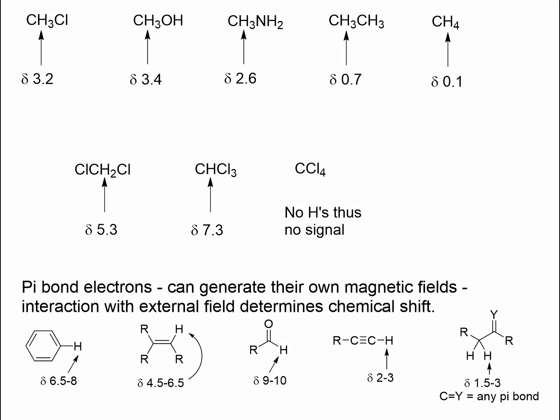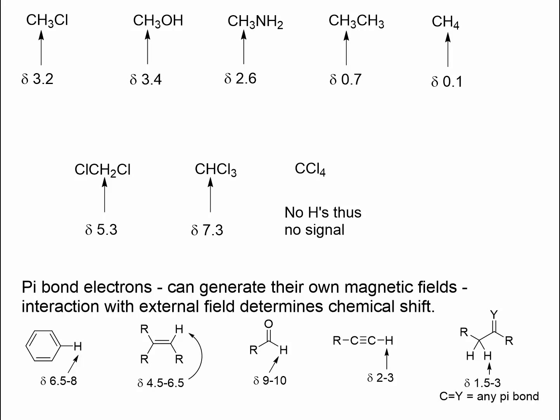Okay, nitrogen is less electronegative than oxygen, and the chemical shift is 2.6. Less electronegative than nitrogen is carbon, so if we replace this nitrogen with a carbon, we see the chemical shift dropped quite a bit to 0.7 parts per million. And hydrogen is even less electronegative than carbon, so if we replace this carbon with a hydrogen, we see the value go down even further to 0.1.